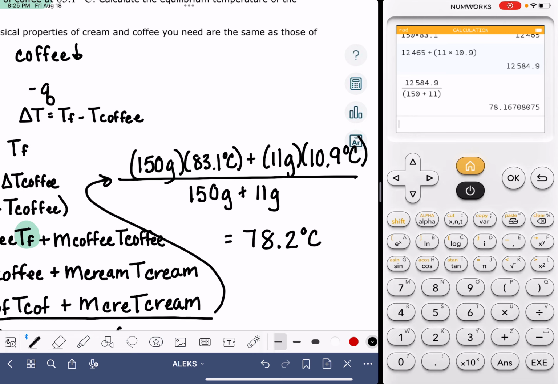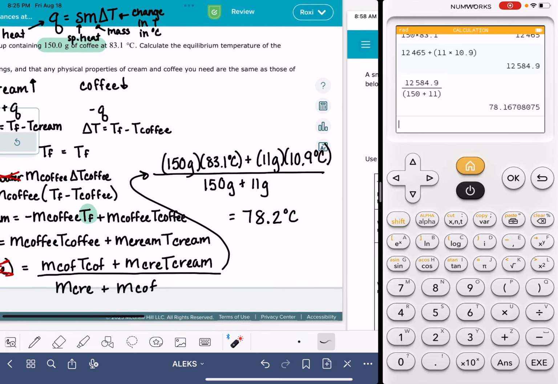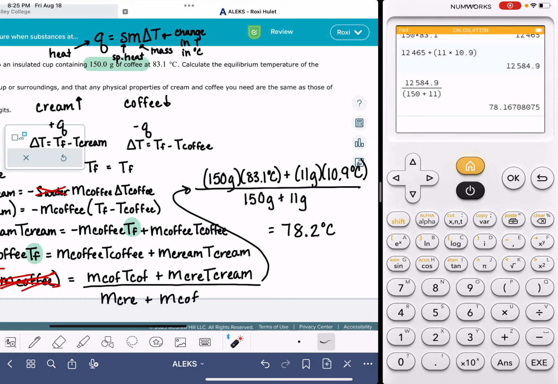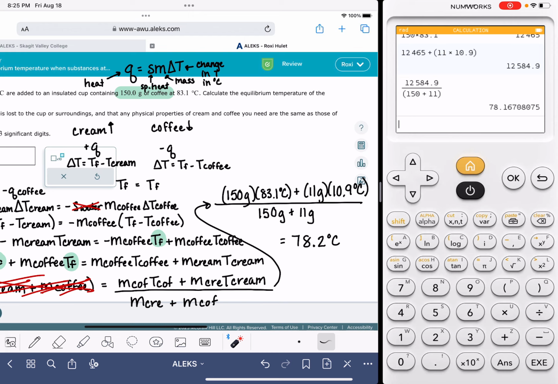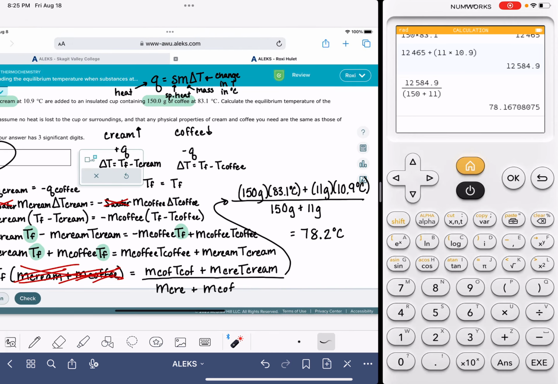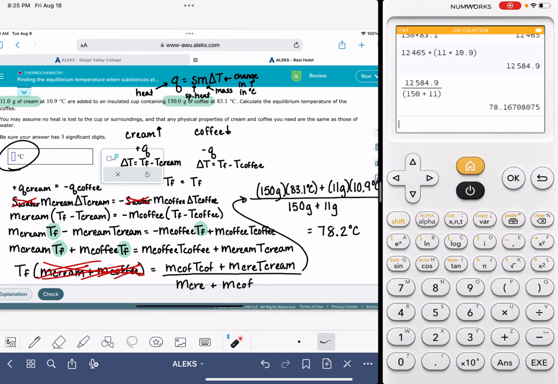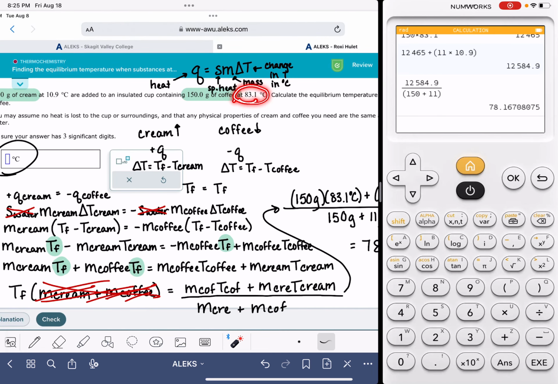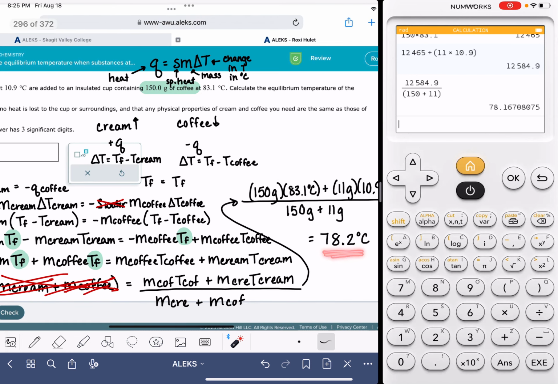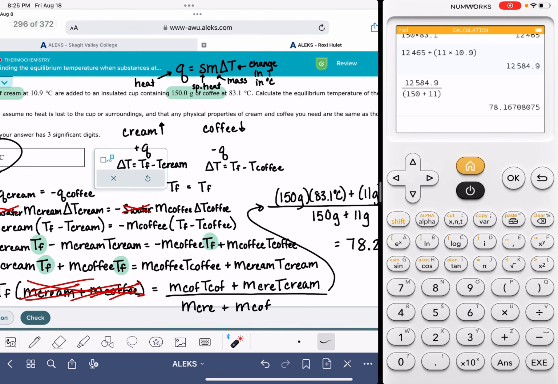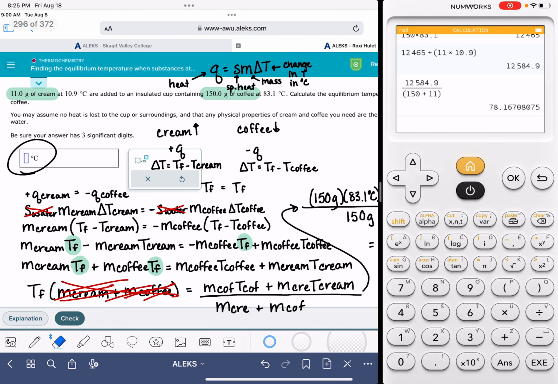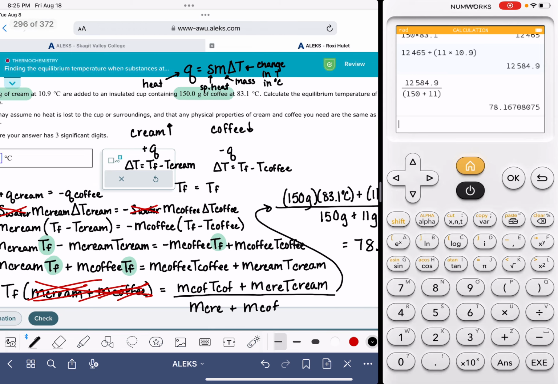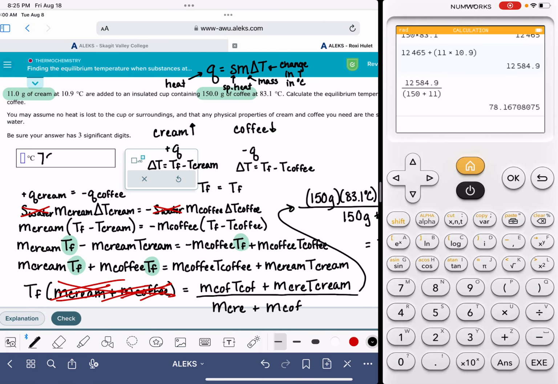So does this answer make sense? Because I had to do so much math to get to this point. With problems like this, I like to ask myself, does this answer actually make sense? Maybe if you forgot this negative sign somewhere along the way, you might get a funky answer out here. Does this answer make sense? It does. We know that the coffee started at 83 degrees and the coffee was going to cool down to a lower temperature. So 78 is a pretty reasonable temperature change. And so 78.2 is my answer.